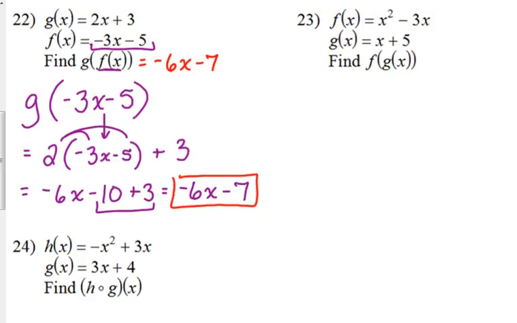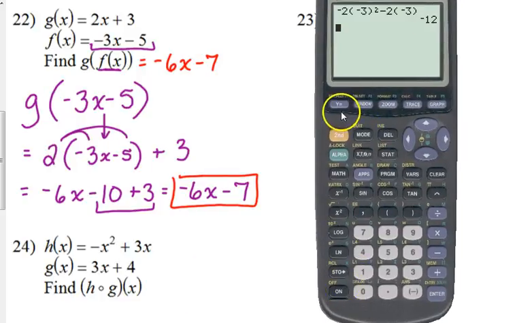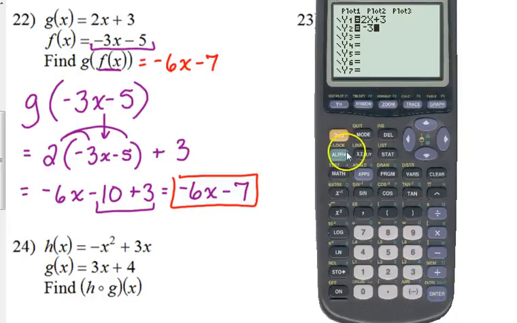Okay. Let me show you how you can check this on the calculator. What we're going to do is go to our y equals, and type in those functions just the way that they're listed on the paper. 2x plus 3 in y1, negative 3x minus 5 in y2.